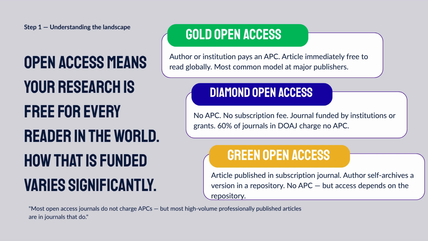There are three main models. Gold open access. The author or their institution pays an article processing charge. The article is immediately publicly available. This is the most common model at major publishers.